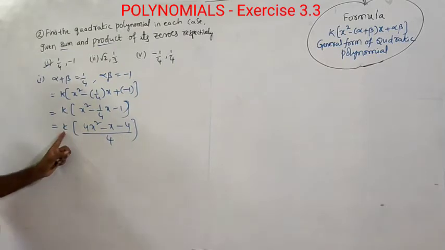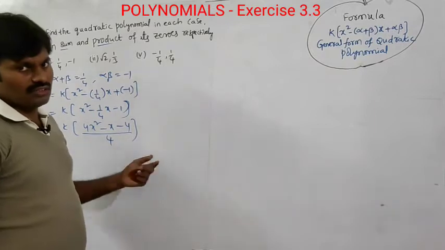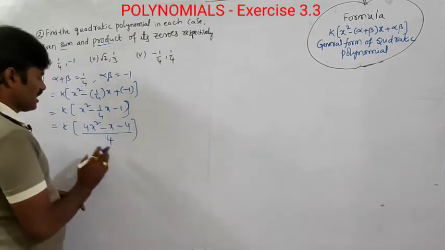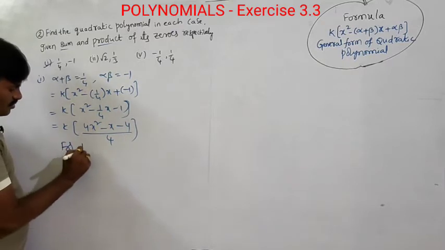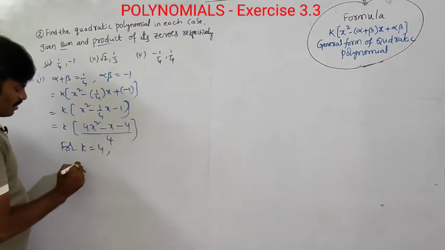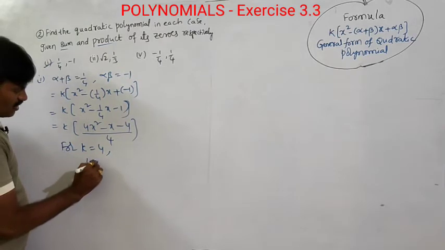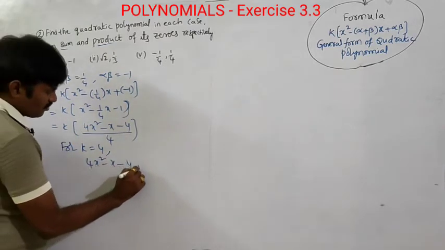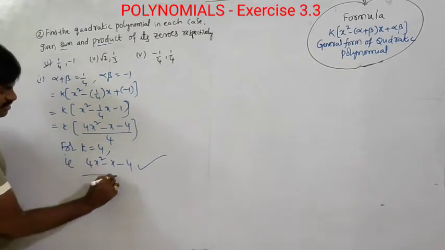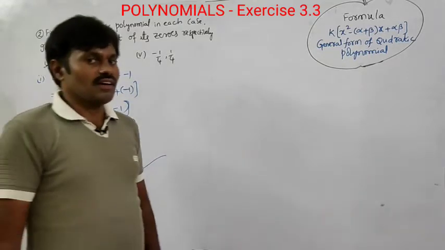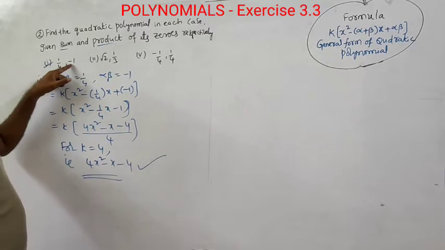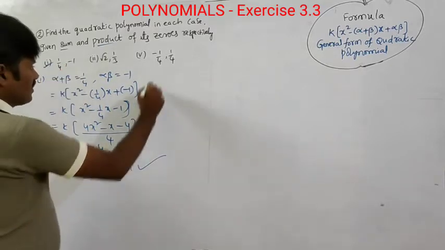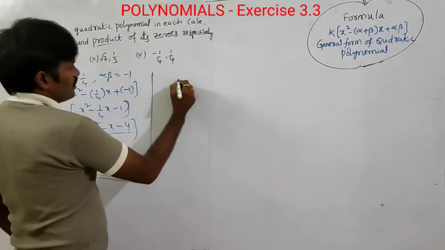Now we can take any value for k. You can take 1, 2, 3 as you wish. But for our convenience, I am going to take k equals 4. This quadratic polynomial becomes 4x square minus x minus 4. It is the required quadratic polynomial where the sum of the zeros is 1 by 4 and the product of the zeros is minus 1. Similarly, we can find the second one also.